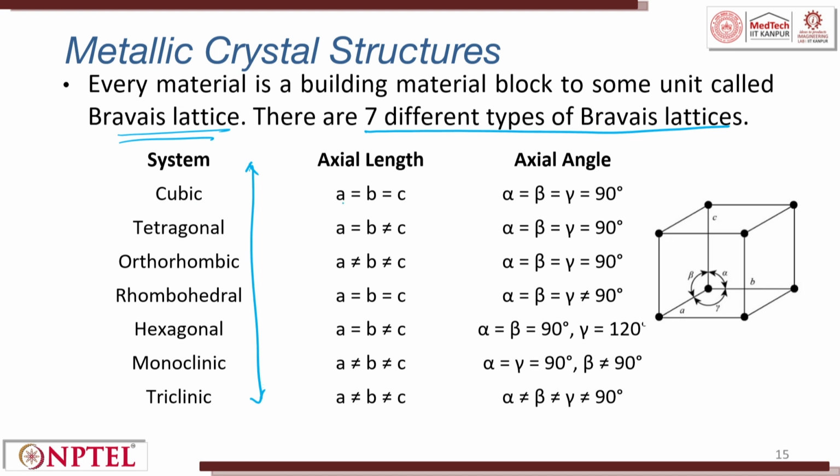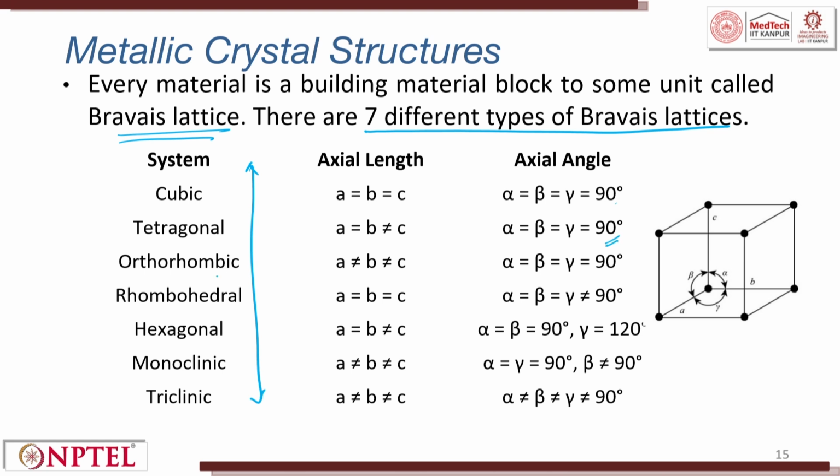Cubic, where A equals B equals C, and the angles alpha, beta, gamma are all 90 degrees. When we try to draw a tetragonal, you are compressing and then trying to move it. So A and B will be equal, which is not equal to C, and the angles alpha, beta, gamma are all 90 degrees.